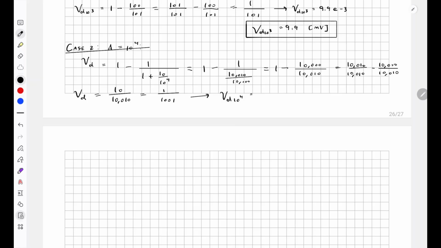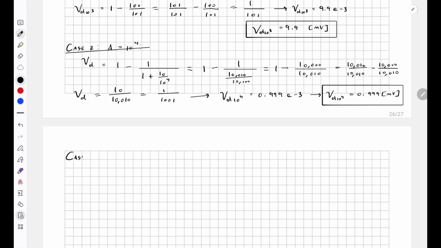So let me quickly plug this into the calculator. It becomes 0.999 times 10 to negative 3. So VD in the 10 to the 4th case is equal to 0.999 millivolts.